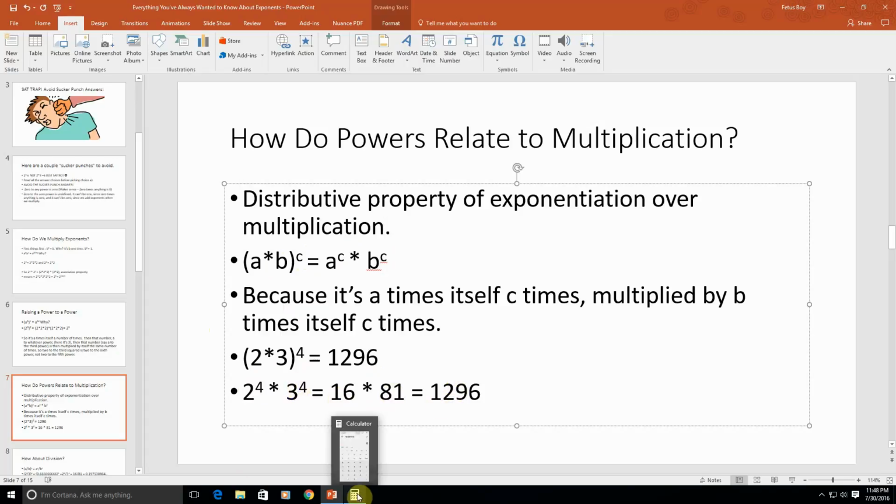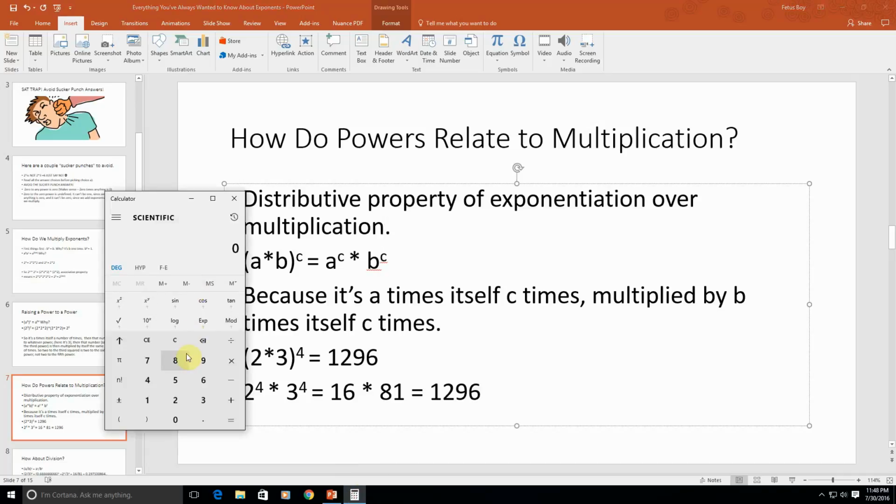And if you're still skeptical, you'll say, John, I don't believe you. Why don't you do what's in the parentheses first? Fine, be that way. 2 times 3 is 6. We put 6 into our calculator. We're going to raise 6 to the 4th power. We get 1296. So there you go.